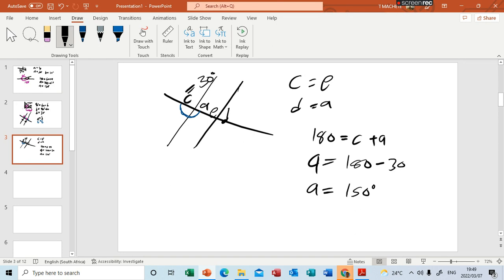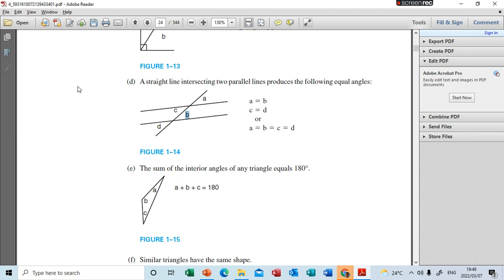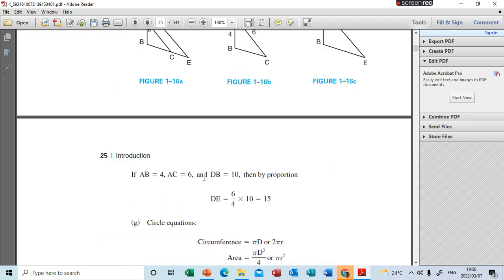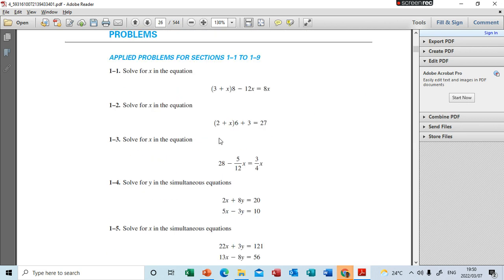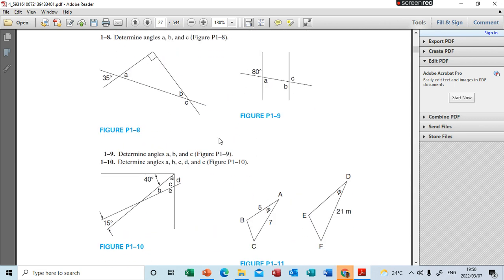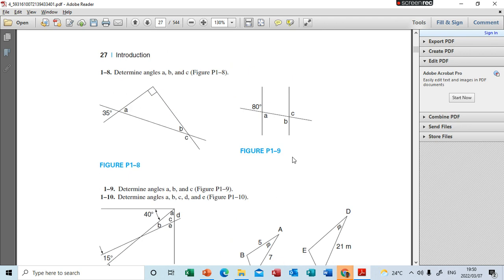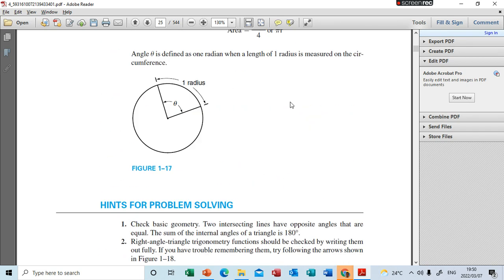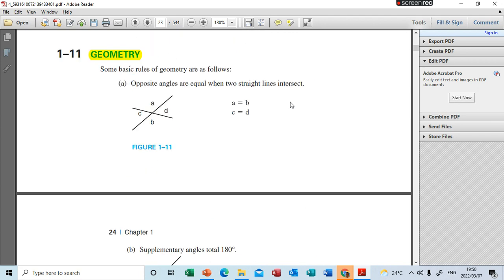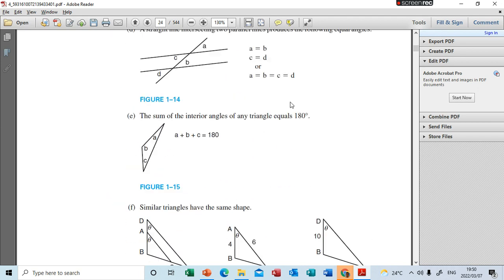There's an example that is similar to this one. Let's do one application. It will make sense to you guys. We're gonna do something like similar angles, similar triangles. The circle, we're not gonna do it. You see this figure P19 and also figure 10. That's the application. And also we're gonna do this one, P11. Okay, let's finish with these rules.